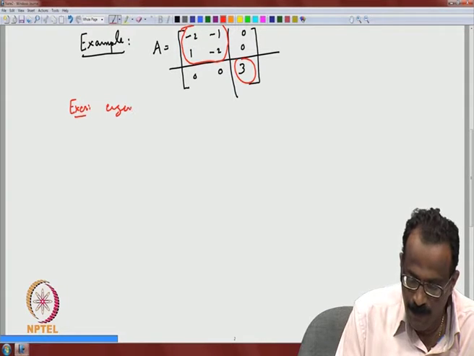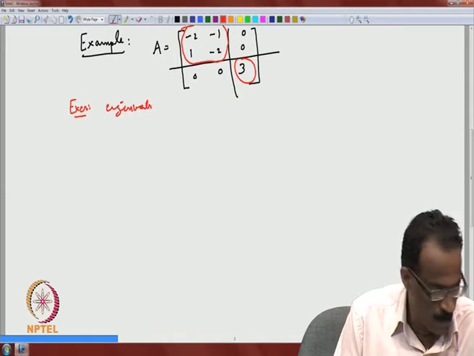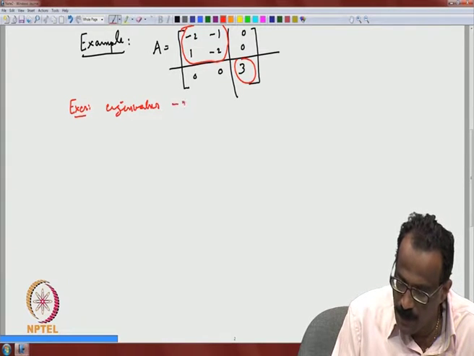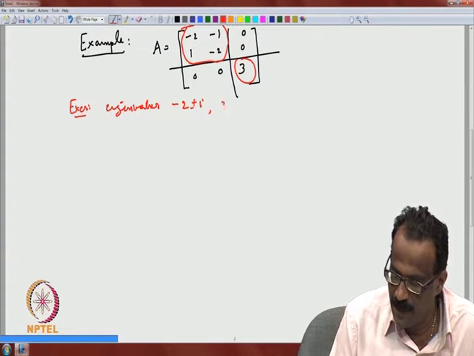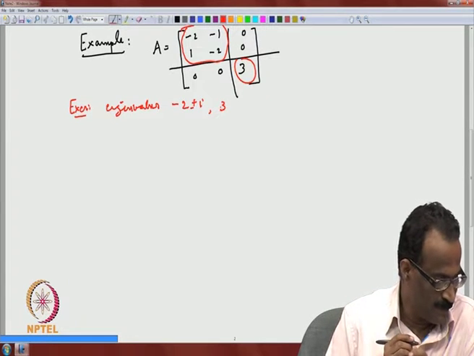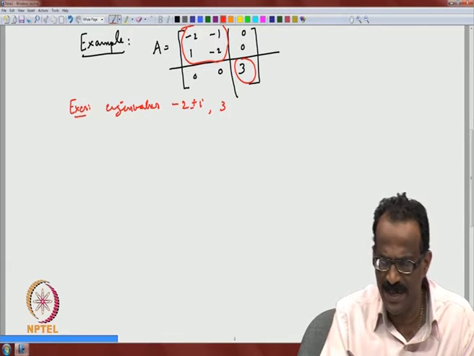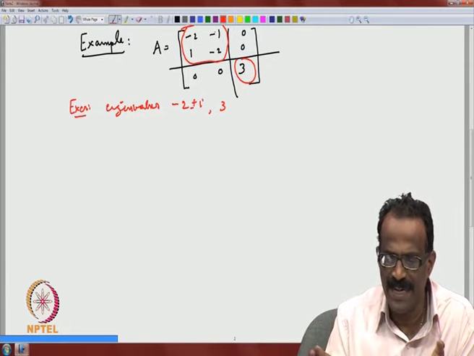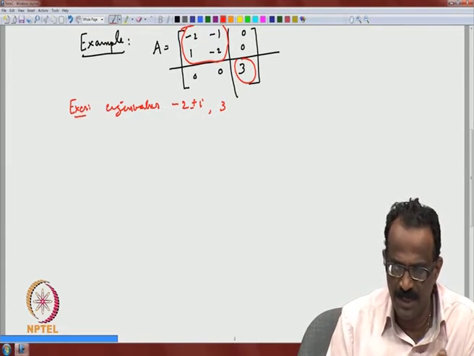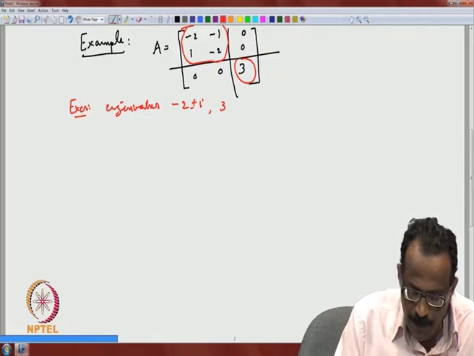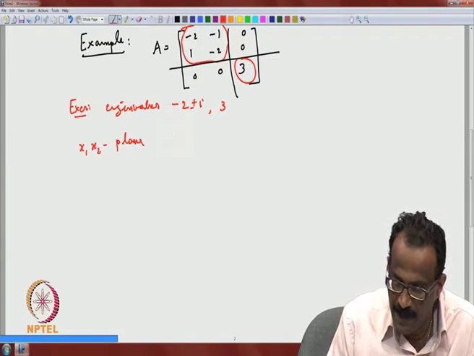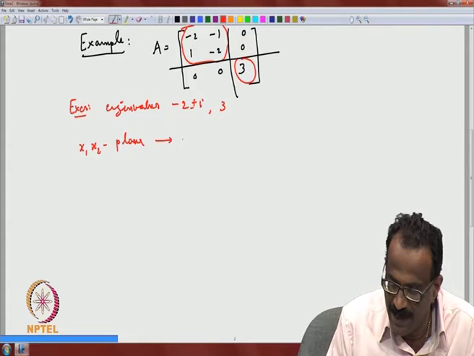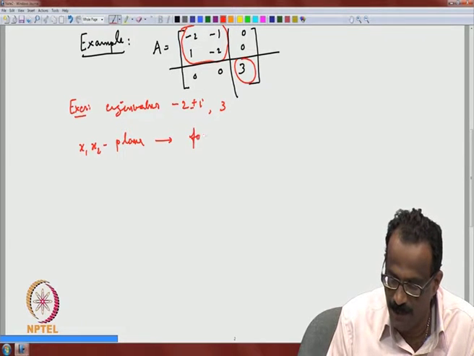Eigenvalues are minus 2 plus i, of course minus 2 minus i, and 3. You have these eigenvalues. So, what you do is that you have already seen this one, this is already in a decoupled form. So, 2 by 2 system, the x1 x2 plane, here is like a focus.